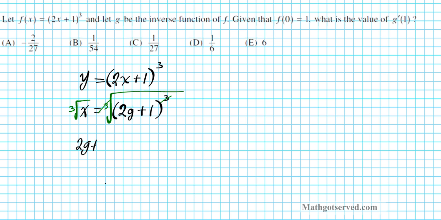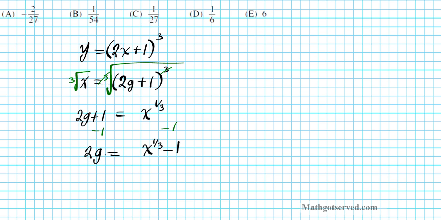And then we have 2g plus 1 equals, let me write this as a power, okay? X to the 1/3, so it's easy to apply the power rule later on. Subtract 1 from both sides. Still trying to isolate g. 2g equals x to the 1/3 minus 1. And then we can go ahead and divide both sides by 2. Okay? Divide everything by 2. So we have g. G equals 1/2 x to the 1/3 minus 1/2.